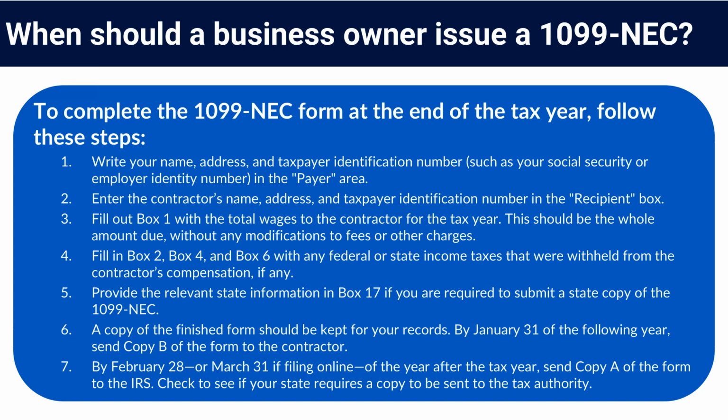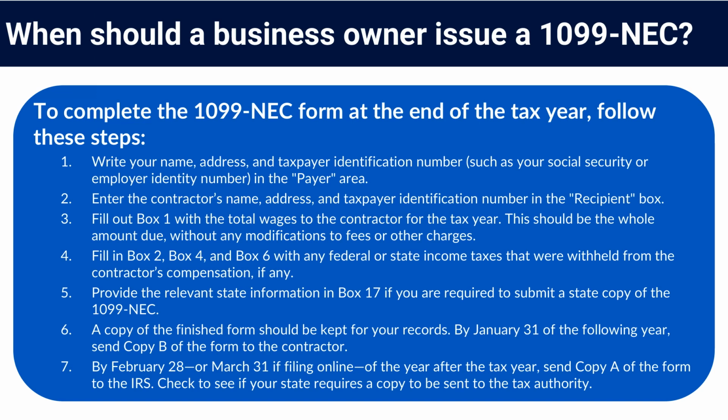After that, provide the relevant state information in box 17 if you are required to submit a state copy of the 1099 NEC. Then, a copy of the finished form should be kept for your records. By January 31st of the following year, send copy B of the form to the contractor. Finally, by February 28th or March 31st, if filing online, of the year after the tax year, send copy of the form to the IRS.